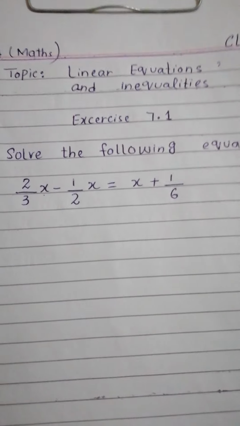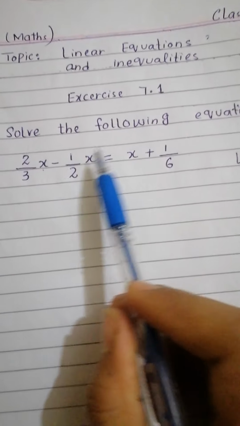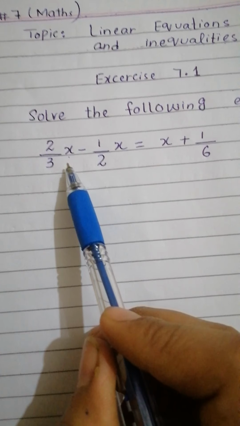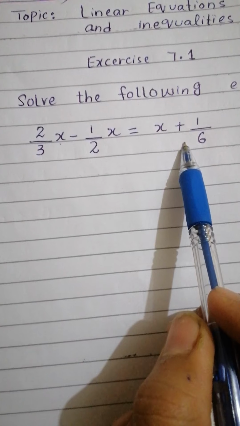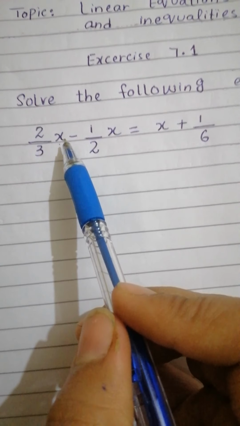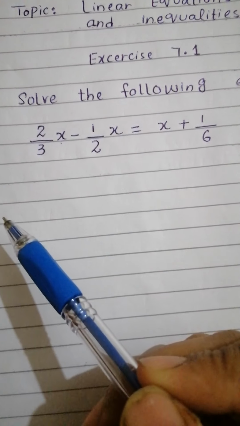Okay, I have exercise 7.1. Question number 1, solve the following equations. Question number 1 and part number 1. You can see the question. I have a linear equation, because this is an equation where only one variable x is involved. So this is a linear equation.